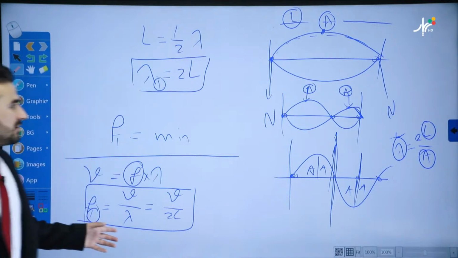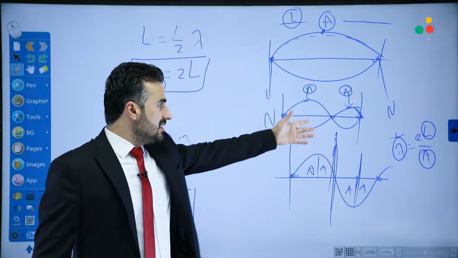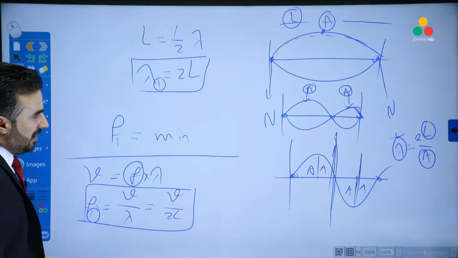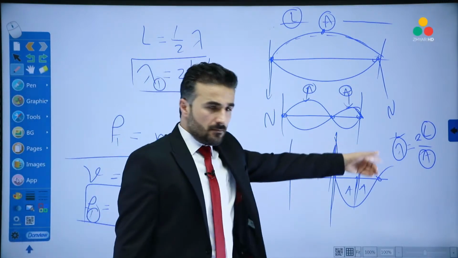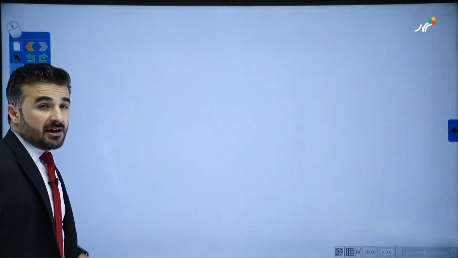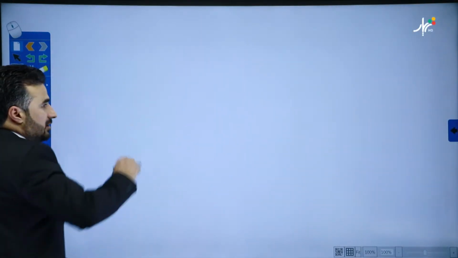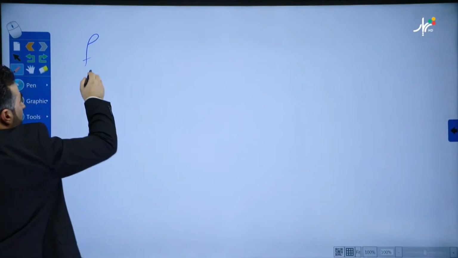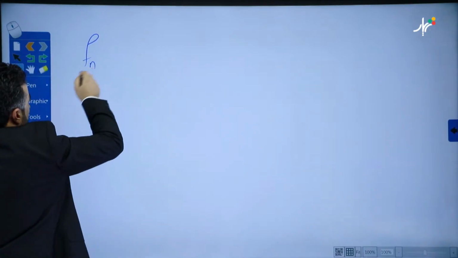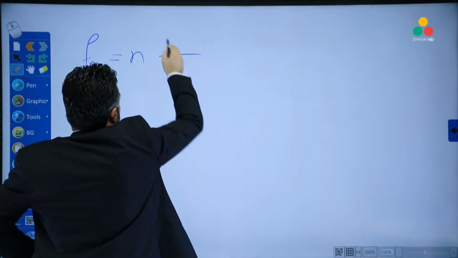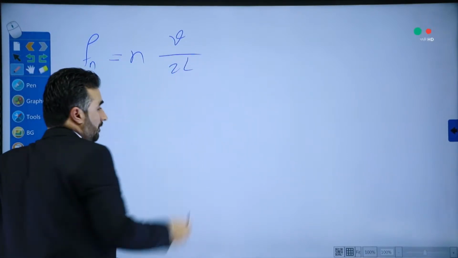So what if I want to find the second one here? There is another way to do that. And by the way, using this, we have another equation now. In order to find the frequency of a vibration of a string, we can always use this: Fn. We'll talk about this more, but let's just say Fn equals n times V divided by 2L.